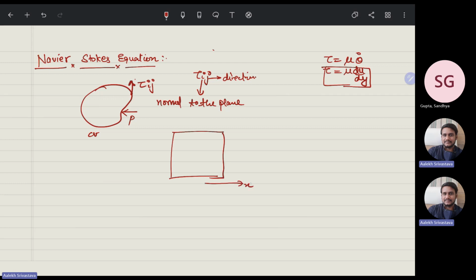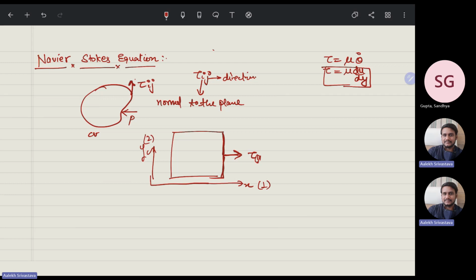Drawing only x direction and y direction. Okay, this is your x and y direction. So what happens is, this is tau 1 1. Why 1? So this area has a normal. So this plane has a normal in x direction. So it indicates in x direction, that is 1. So x is represented by 1 and y represented by 2.